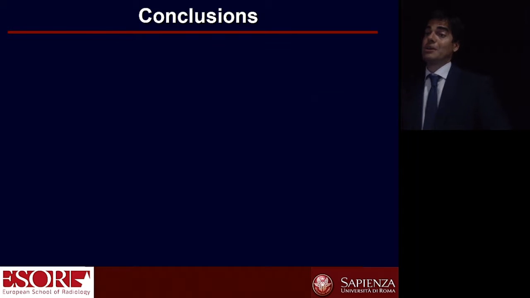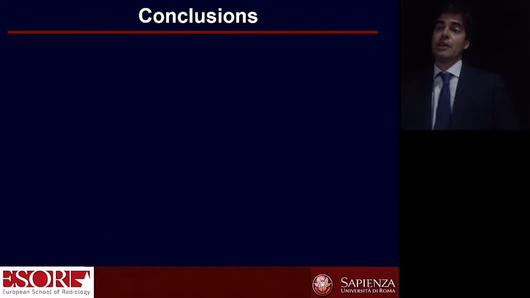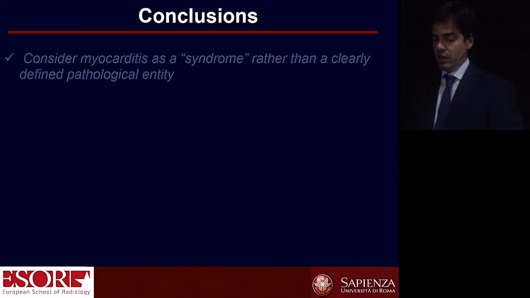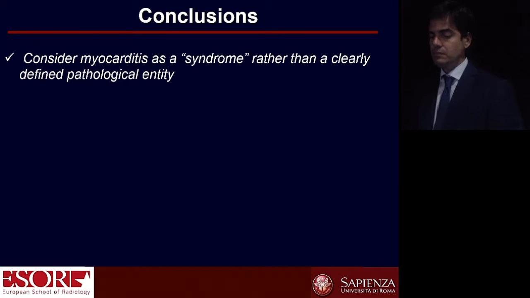First of all, we talked about myocarditis. You should consider myocarditis as a syndrome rather than a clearly defined pathological entity. As I told you, myocarditis may have an infarct-like presentation. Myocarditis may be associated with other forms of disease like acute heart failure or arrhythmias, and it's much more complex than we can imagine.